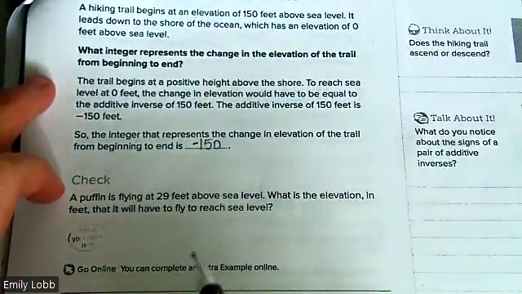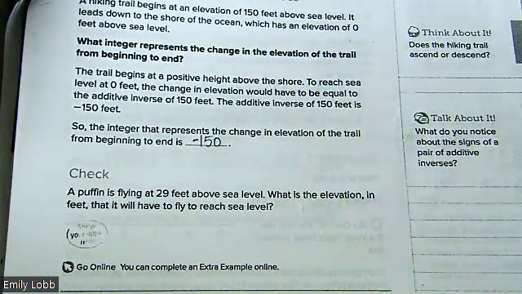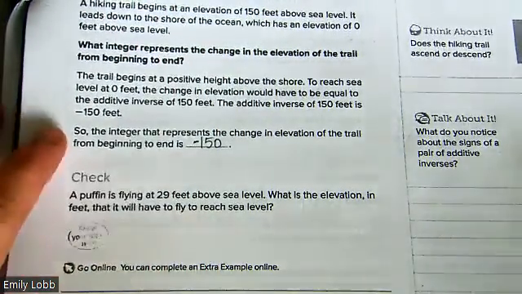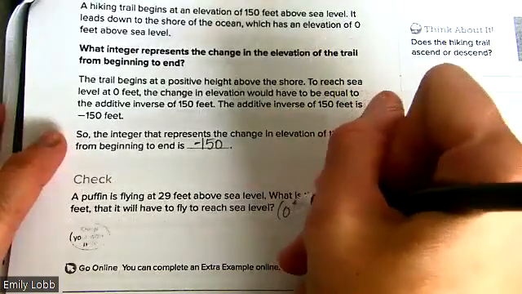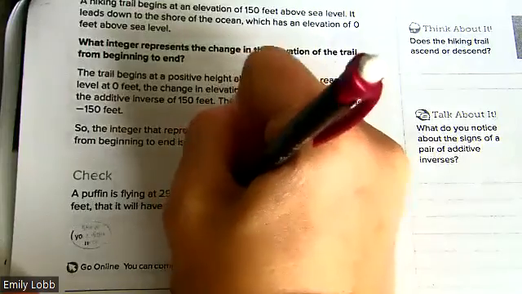So if a puffin is flying at 29 feet above sea level, what is the elevation in feet that it will have to fly to reach sea level? 29. So if sea level is 0, how far does it have to go? What's the opposite of 29? Negative 29.